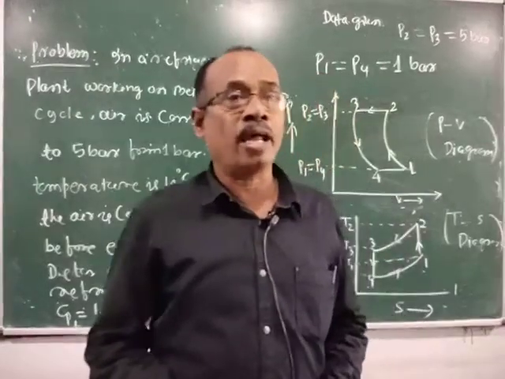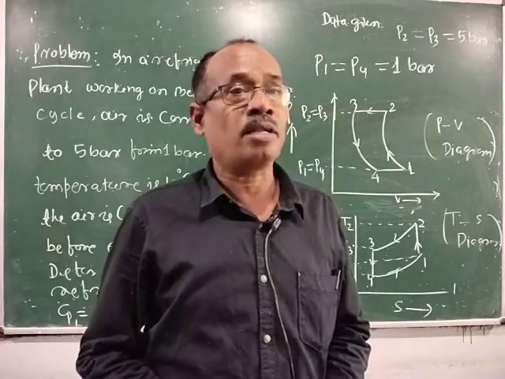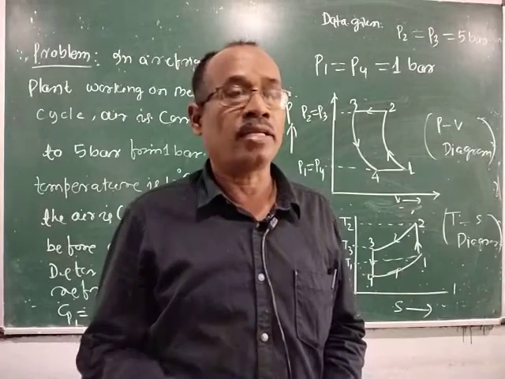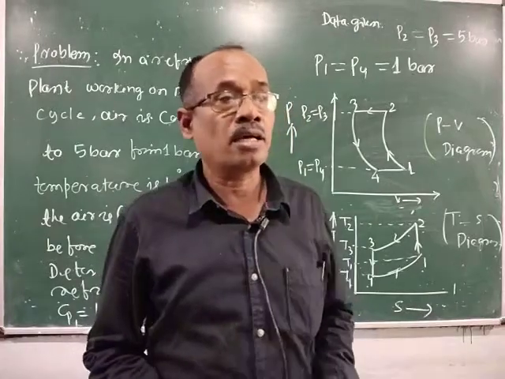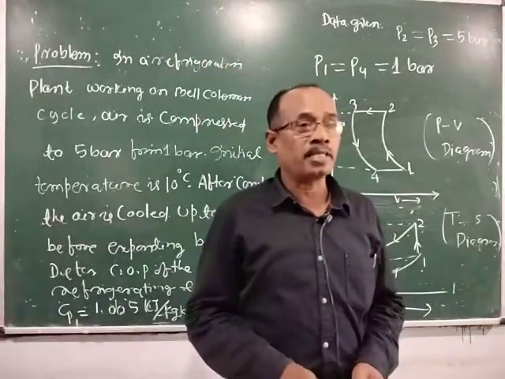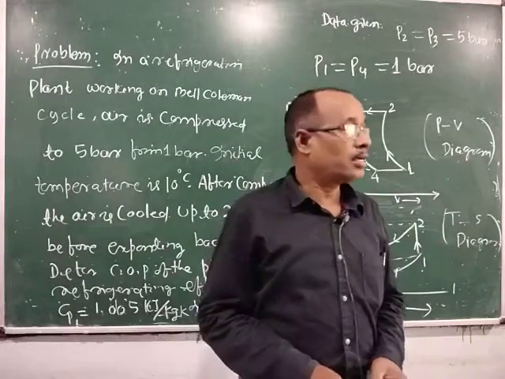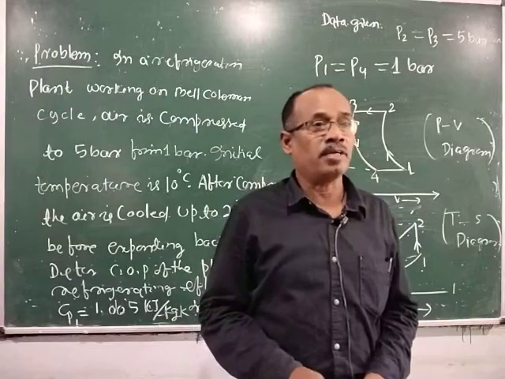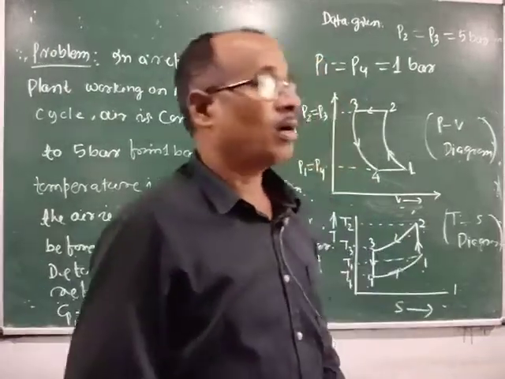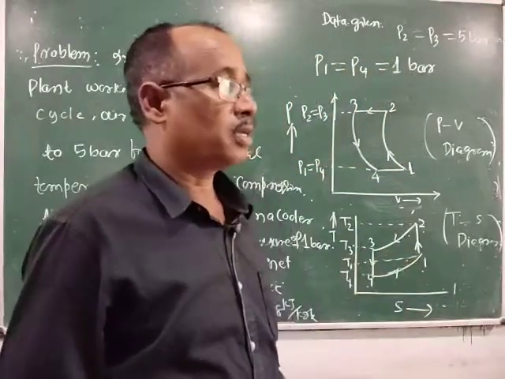I have already derived the coefficient of performance for the Bell-Coleman cycle. You know that the Bell-Coleman cycle is nothing but a reversed Brayton cycle or reversed Joule cycle. Here air is used as the working medium. Now I will solve 1 to 2 problems.